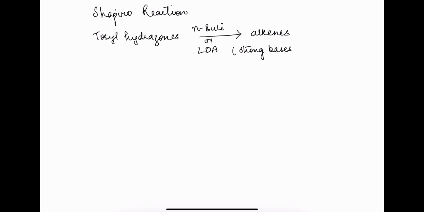So how are we going to get these tosyl hydrazones? We know the reaction that carbonyl compounds, either an aldehyde or a ketone, will react with hydrazine. The lone pair of electrons on the nitrogen attacks the electrophilic carbon of the carbonyl compound, and water is removed, and we get the double bond C=N and NH2. This is the hydrazone.